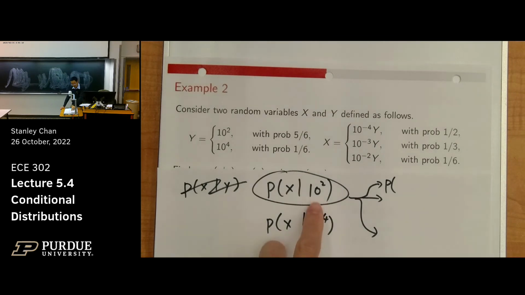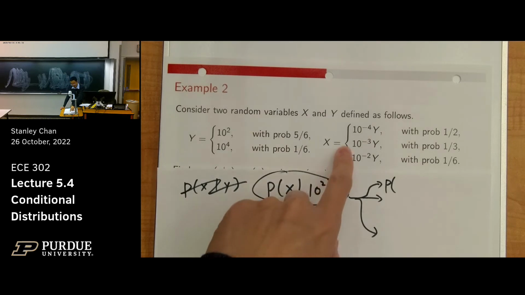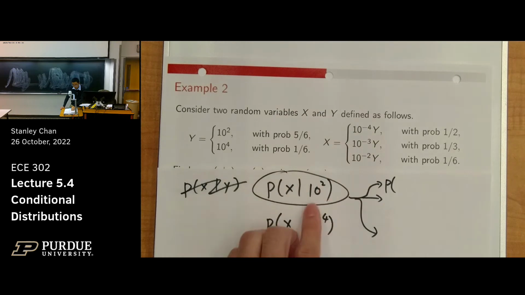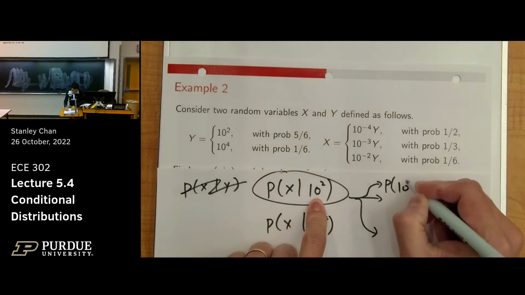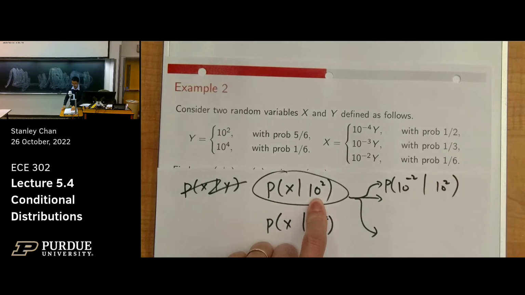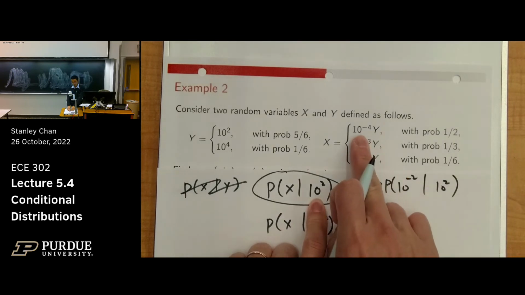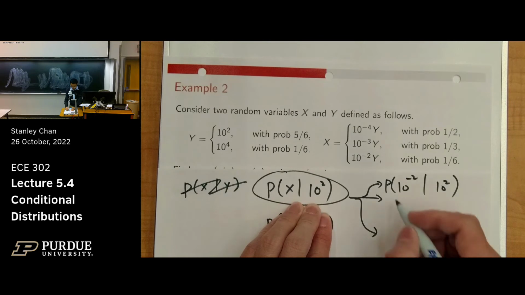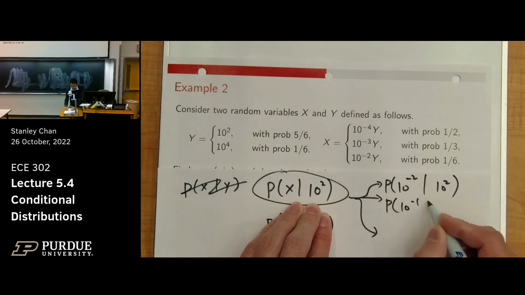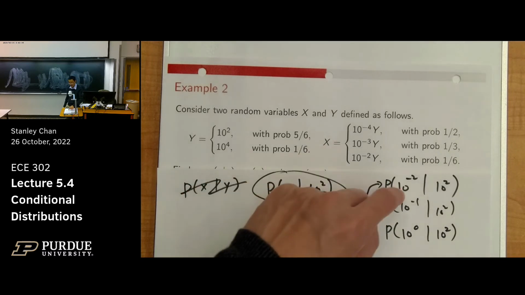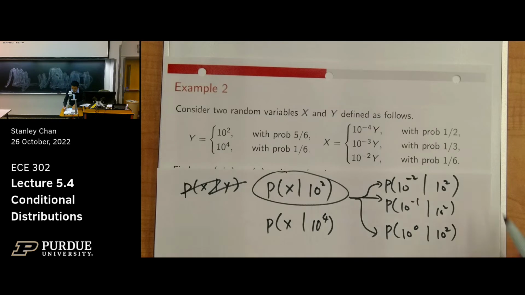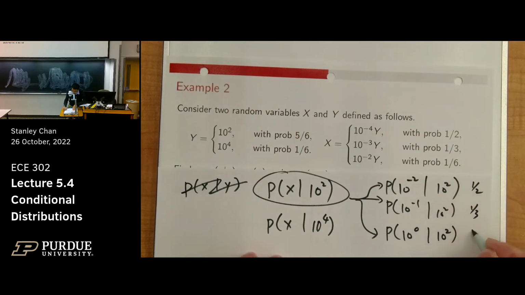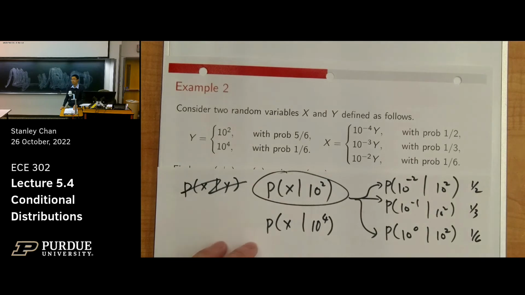Well, if y is 10 to the power 2, my x equals 10 to the minus 4 times 10 to the 2. So I can get 10 to the minus 2, right? You have your 10 to the power minus 4 times y, and y is already fixed at 10 to the power 2, so you get 10 to the minus 2. Or I can look at 10 to the minus 1. I can look at 10 to the 0. So I can talk about these three probabilities. And what are the probabilities? Well, it would be 1/2, 1/3, and 1/6 probability of getting each state. It's specified by the problem.